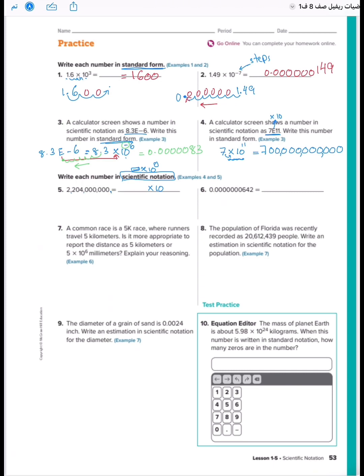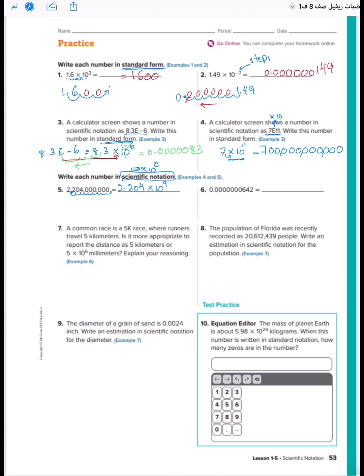So let's move. We must move until we reach here, right? Until we reach here, because the point must have 1 digit before it. So 1 digit before the point. So 1, 2, 3, 4, 5, 6, 7, 8, and 9. So how many numbers? 9. Write it 9. Okay? And put the same number, 2.204.